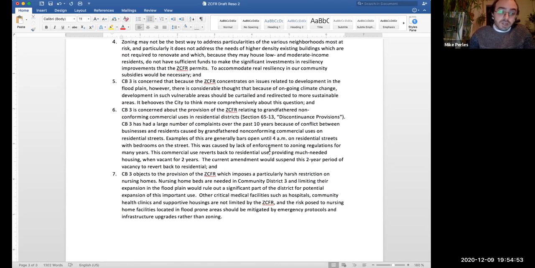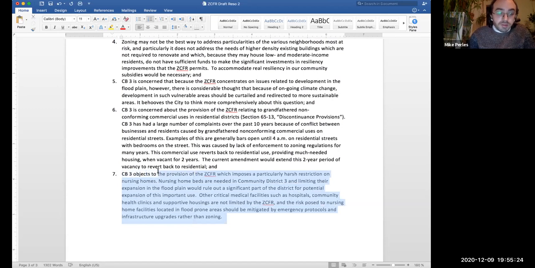And CB3 objects to the provision of the ZCFR, which imposes a particularly harsh restriction on nursing homes. Nursing home beds are needed in, sorry, Lisa, do you have something? Yeah, I'm sorry, I shouldn't have interrupted, but the last sentence of number 6, I don't think is what we mean. The current amendment would not suspend, but extend the 2-year period of vacancy. Yeah. Correct? Yeah. Sorry. No problem.